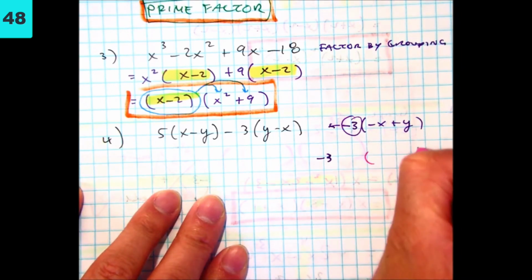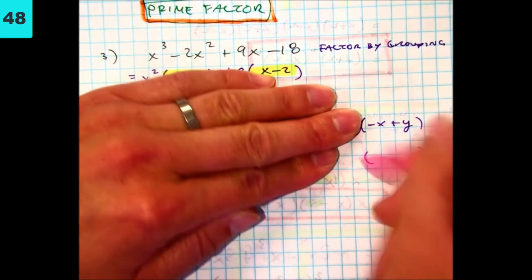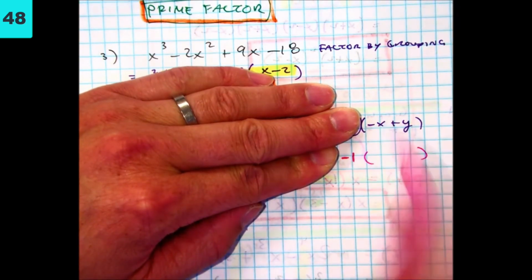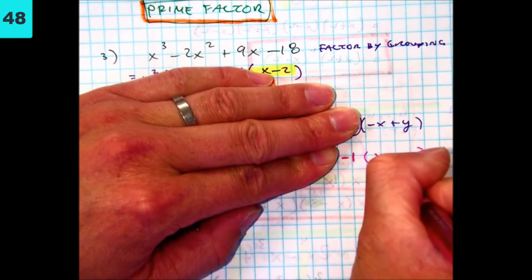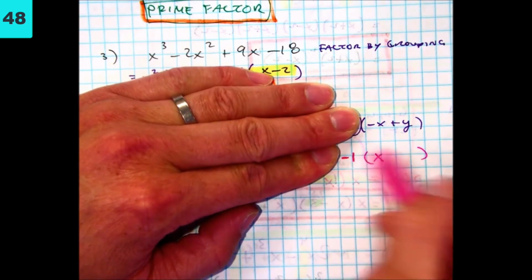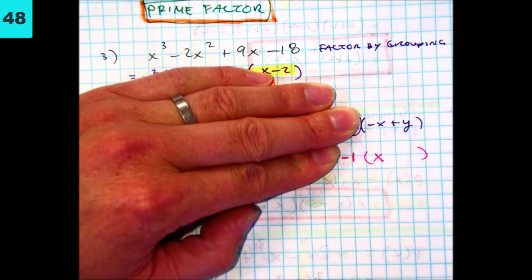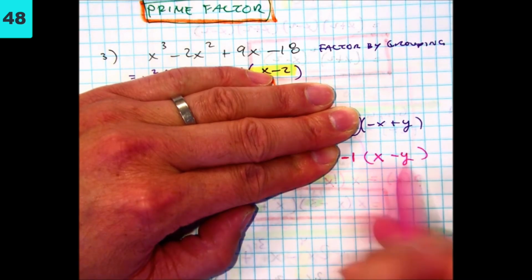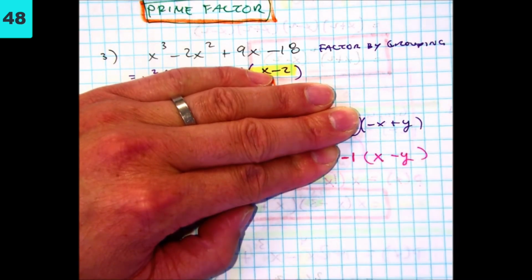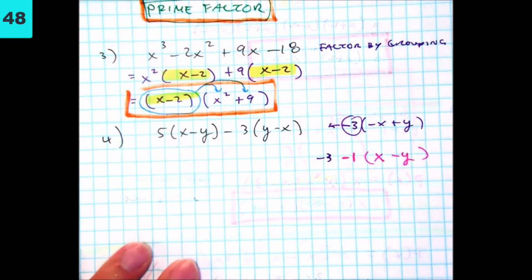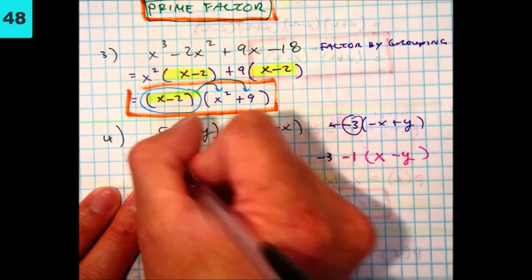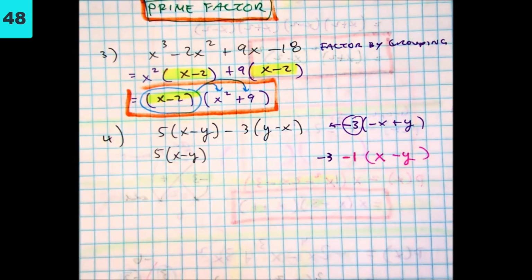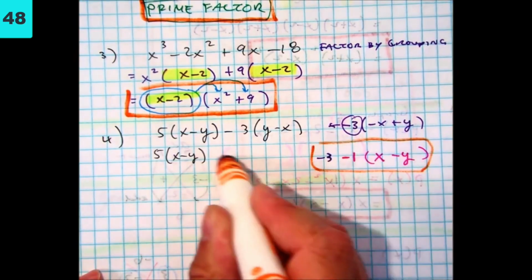And in the parentheses, I'm going to factor out a negative 1. So ignore the negative 3. Negative 1 times something equals negative x. That'll be x. Negative 1 times something equals a positive y. What is that, class? Negative y. So I factor out a negative 1, and you can always distribute to check your answer. Okay, so when I put it back into the problem, 5 times quantity x minus y. I'm going to put all of that right here.